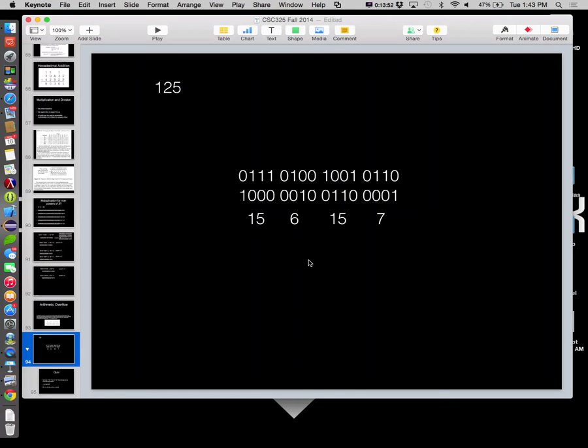All right. Well, what do we do with that? Does this mean anything? We added a bunch of nibbles together. Some of them are legal decimal digits. Other ones are not. So what can we do with this? What does it mean to do BCD math?